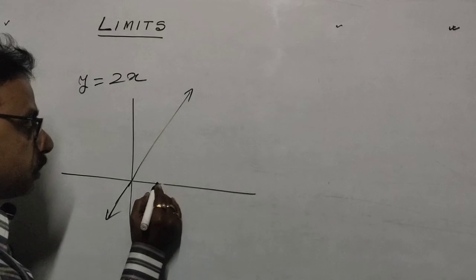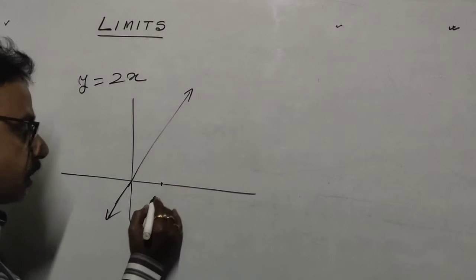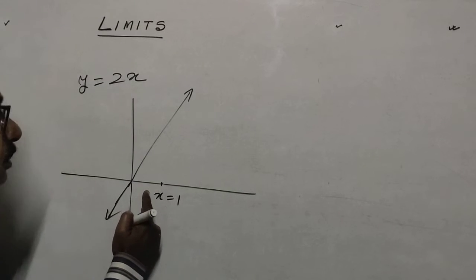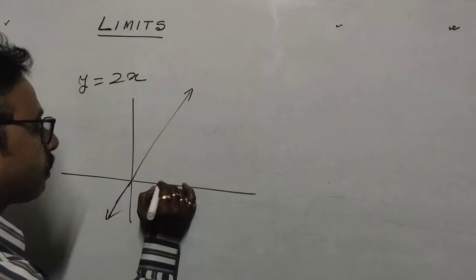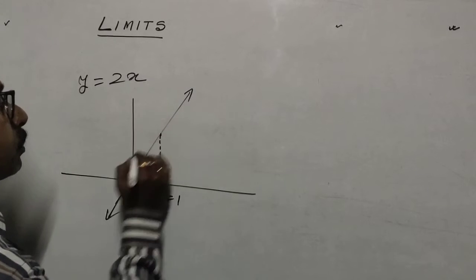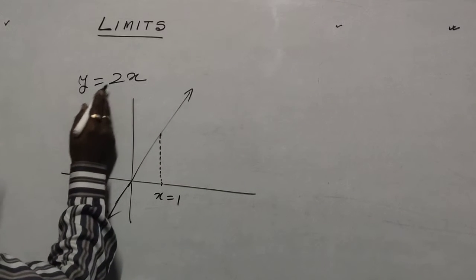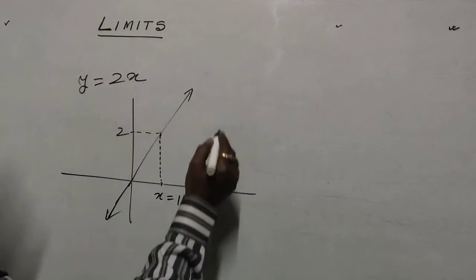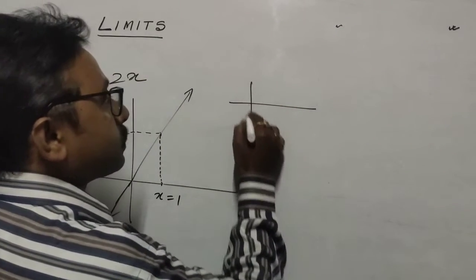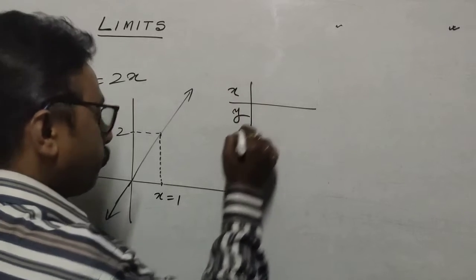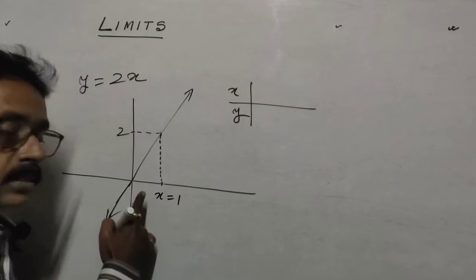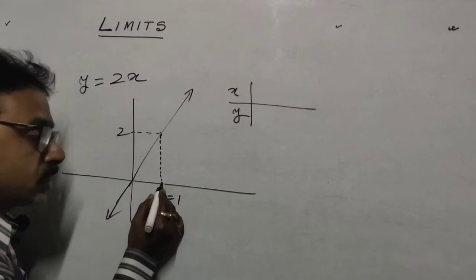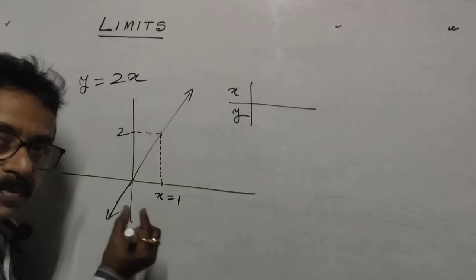Now for a particular value of x, suppose x equals 1. If I consider x equals 1, then the functional value is coming 2. If x equals 1, then y is coming 2. So this is 2. Now let us take some values of x. Since x is a variable, and x equals 1, 1 is a constant. That means 1 is the particular value of x.